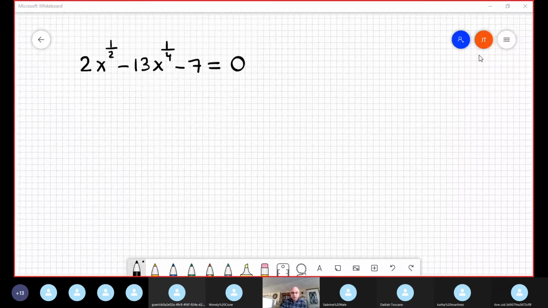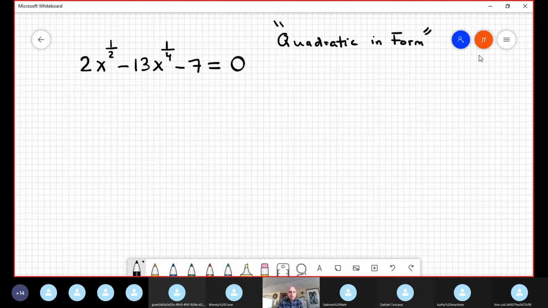The last time we discussed the equation called quadratic in form. How do you recognize that an equation is quadratic in form? When you have two exponents, look at that, 1/2 and 1/4, two exponents, right? And the connection between these exponents is that the bigger one is twice the smaller one. It's obvious, because 1/4 times 2 is 1/2. So it's quadratic in form.